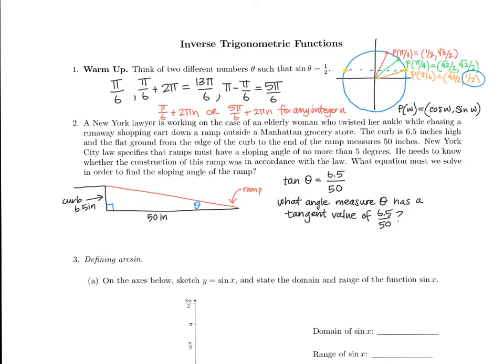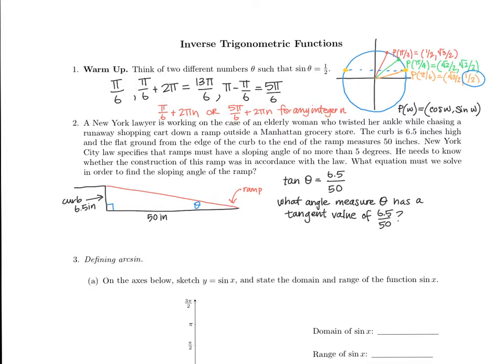So it's questions like these that are the central premise of today's idea. We usually are trying to figure out, okay, here's an angle measure. What is its sine value? What is its cosine value? What is its tangent value? But this is the reverse of that. We have the tangent value, and we want to know what angle measure has this tangent value.